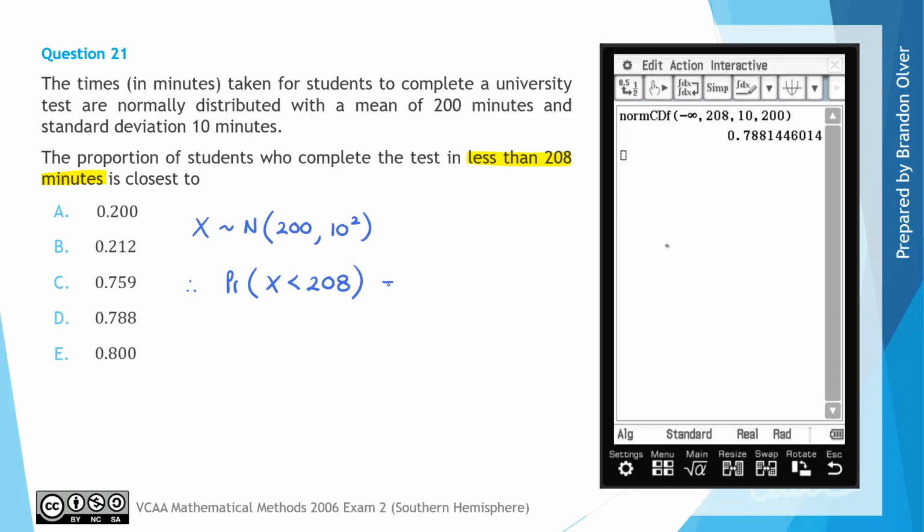So from the calculator, we can see that that probability is equal to 0.788 correct to 3 decimal places, which is what all the options are here. So that means that D is the correct answer for this multiple choice question.